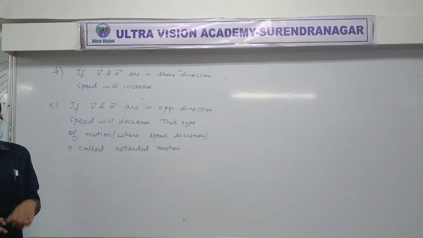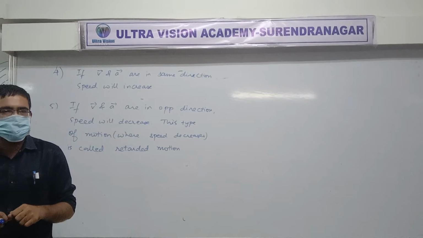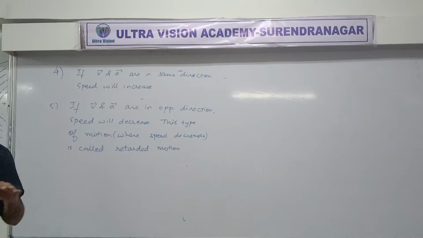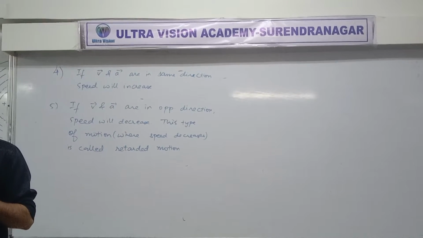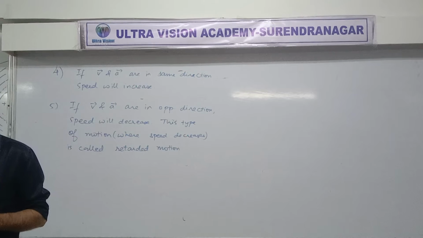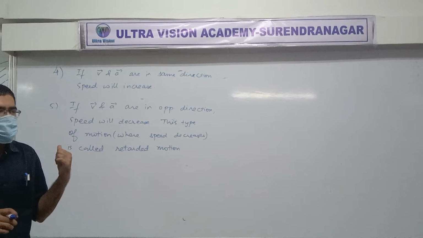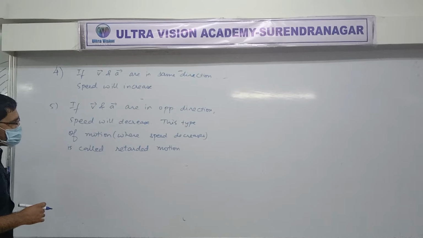An example of retarded motion is when you're going on a vehicle and brakes are applied. What will happen when brakes are applied? Speed will decrease. Any situation where speed decreases is called retarded motion. There are so many examples you can think of. If you are running and you slow down, that is retarded motion. You have to remember the meaning of retarded motion: when the object's speed decreases, that's called retarded motion.